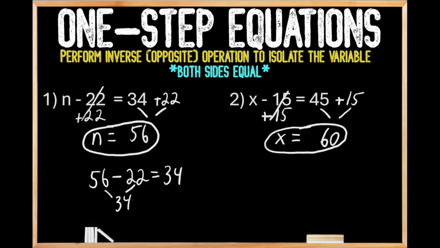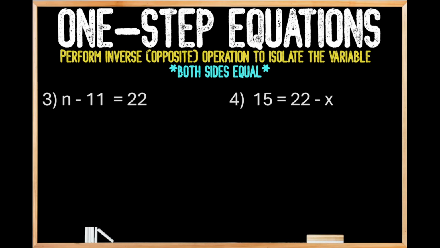And if we want to double check this, just like we did for the first problem, we're going to plug in the value for x in this equation. So we had 60 minus 15 equals 45. And when we subtract 15 from 60, we get 45. So that means that x is in fact worth 60 because both sides of this equation are equal.